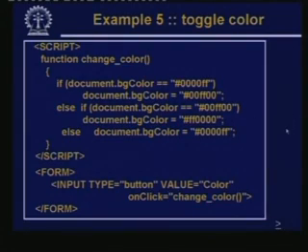So, this is how we can change the background color of a document. Similarly, we can also change the foreground color. The attribute for the foreground color is FG color. BG color is background color, FG color is foreground color.